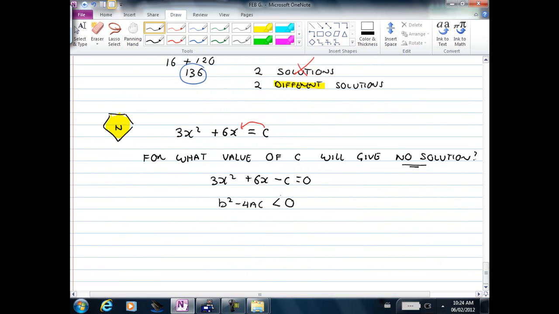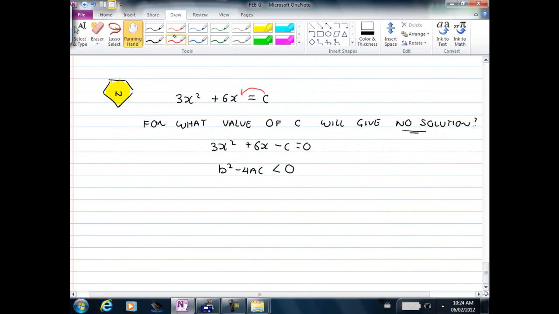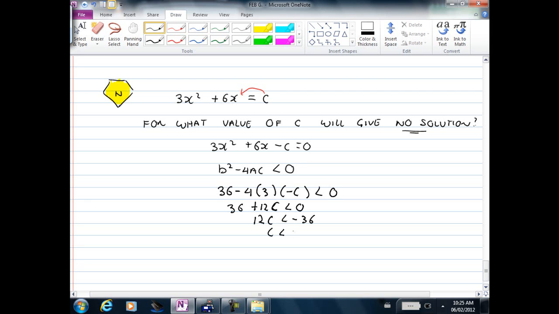So let's plug in what I have. b squared is 36 minus 4 times 3 times, again, be careful, this is negative c, less than 0. I have 36 plus 12c is less than 0. I want to solve for c now. Move the 36 over. 12c is less than negative 36. c is less than negative 3. That's your answer. Your answer is every number smaller than negative 3.